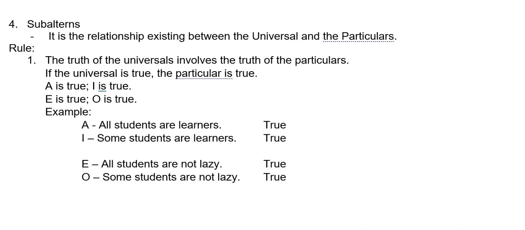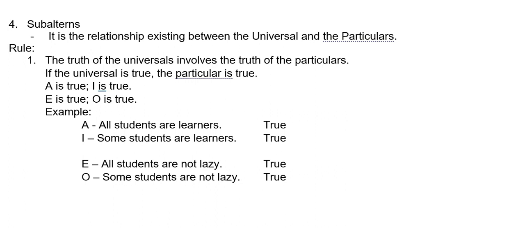The last one, subalterns. It is a relationship existing between universal and particulars. The first rule, the truth of the universals involves the truth of the particulars. It means that if the universal is true, the particular is also true. So that if A is true, I is true. If A is true, O is true. Example, all students are learners. If that is true, then it is necessary that some students are learners is also true.